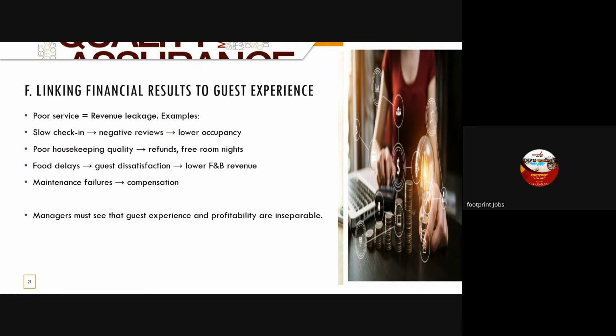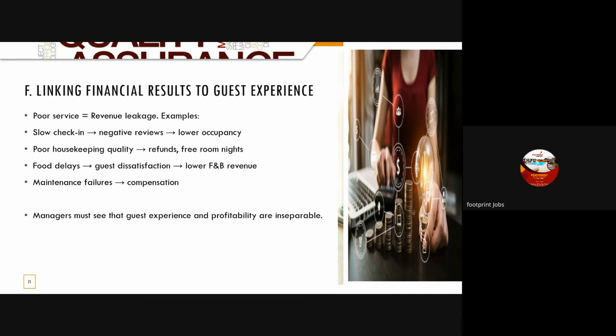Poor service would definitely result in revenue leakage. Once service is poor, you start losing business, you start losing customers. When you don't pay attention to poor service, it will definitely have an effect on your revenue. Now, these are examples of poor services that would affect your revenue. Number one, slow check-in will definitely lead to negative reviews and lower occupancy.